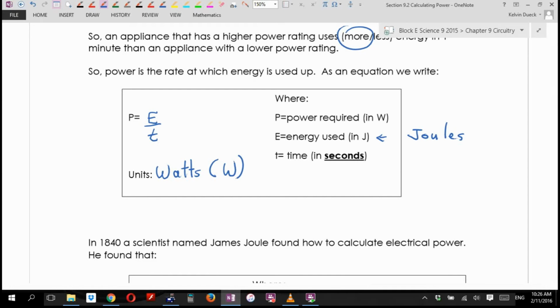Does anybody know what Joule's first name was? You're right. James. Who said it? Franz, you said it first? No. You said it first? Who whispered it quietly there? Who was clever enough to clue in that it's sitting right there? Look.